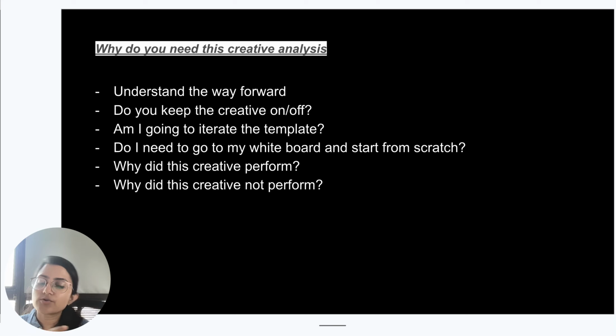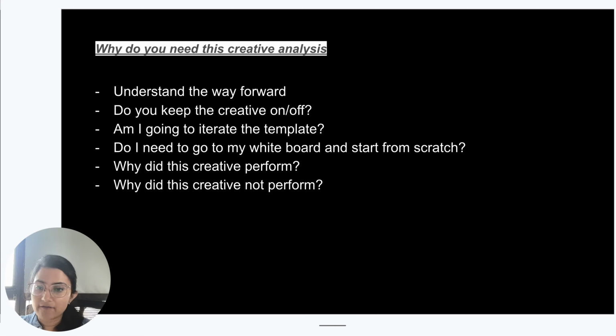Next, why do you need this creative analysis? As I mentioned, every metric or every analysis here is actually aimed to understand the way forward. The more clear you are about which creatives are working on your ad account, what their metrics are, and you have the benchmark of them, you know what the next kind of creatives you need to make are. You can actually make a template of those creators which are giving you benchmark performance, as well as driving the growth of the brand.